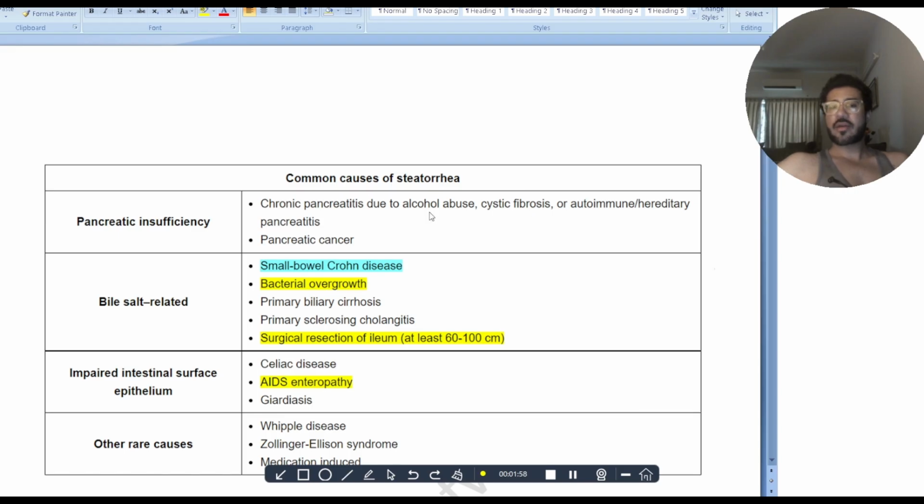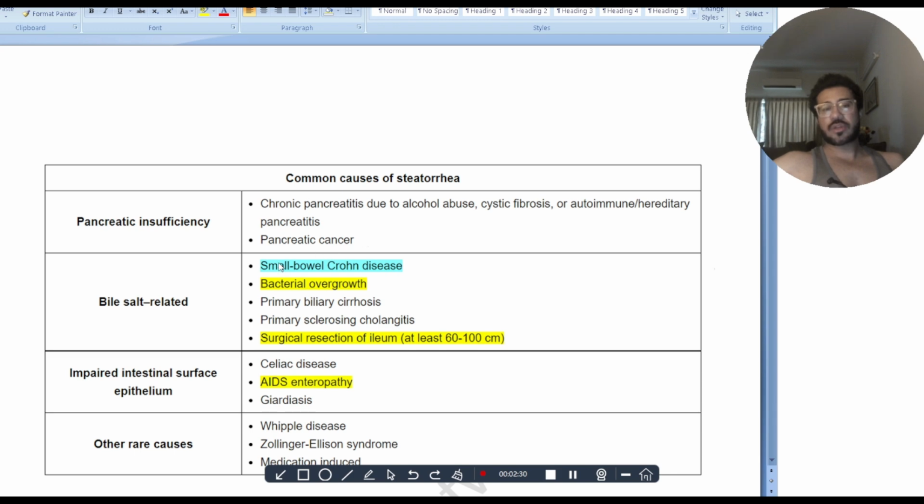And now we have pancreatic cancer here as well. So pancreatic cancer that occurs at the head of the pancreas causes obstruction of the pancreatic ducts and the bile ducts both. So this results in a lack of secretion of bile and pancreatic enzymes into the GI tract, and this causes lack of digestion, and that lack of digestion then presents as steatorrhea.